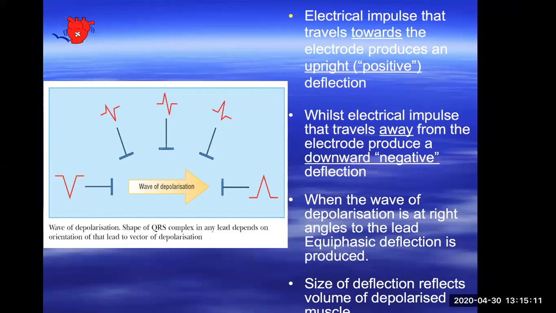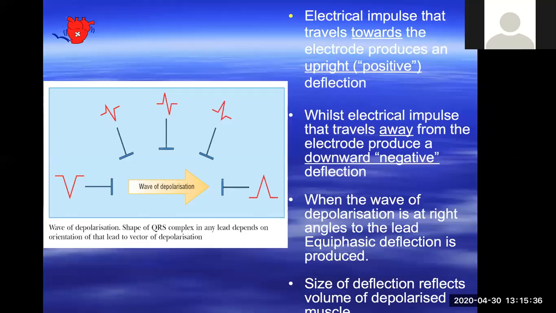And the size of the deflection usually reflects how close your lead is to the ventricle, and also how big the heart is. So in cases like hypertension or aortic stenosis, the left ventricle is so big that it produces a lot of electricity, so it gives you a higher voltage. That positive wave looks quite big, and that can tell you the patient has some sort of hypertrophy.